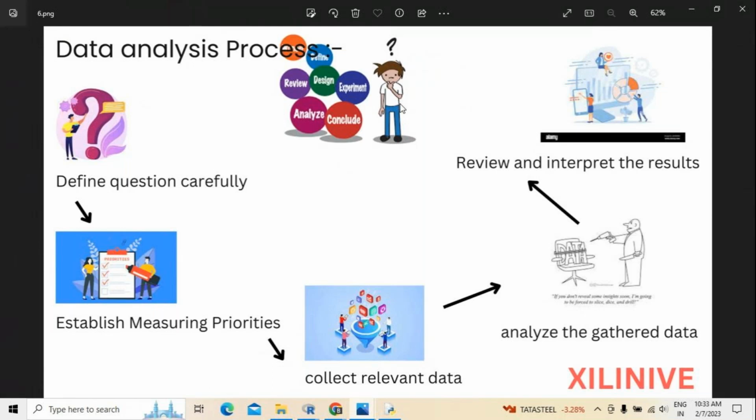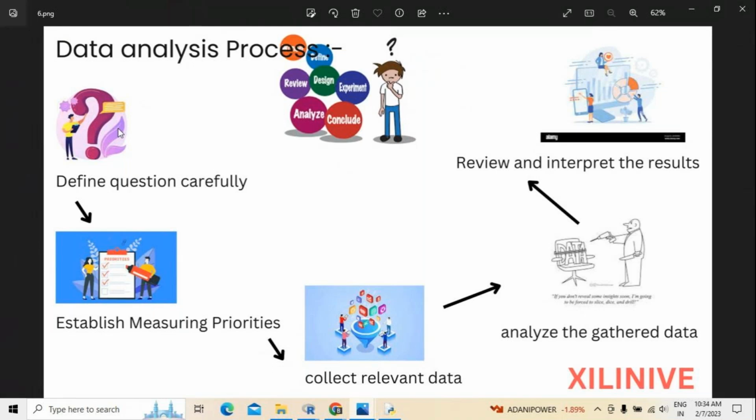This is the process we follow. At the same time, whatever data we have collected has to be analyzed and gathered. Whatever is really sufficient has to be gathered and analyzed as well. Once we have analyzed, we need to review and interpret the results. What exactly do we require? So these are the different data analysis processes one must know: you need to define the questions carefully, establish measuring priorities, and collect data. Once you have collected the relevant data, you need to analyze and gather it. At the same time, you need to review and interpret the results, whatever is required here.